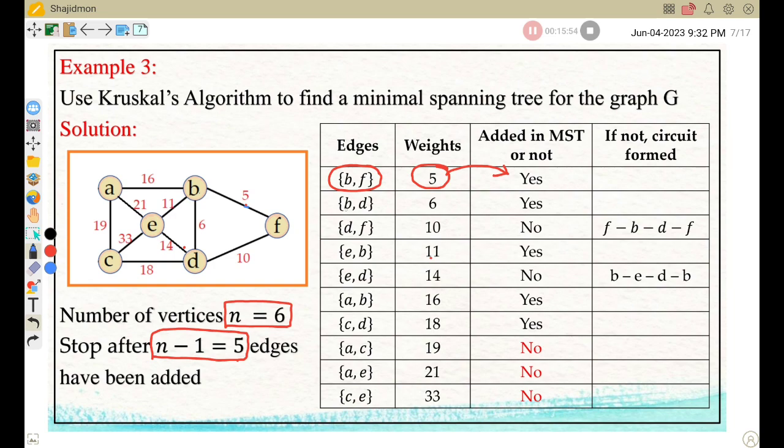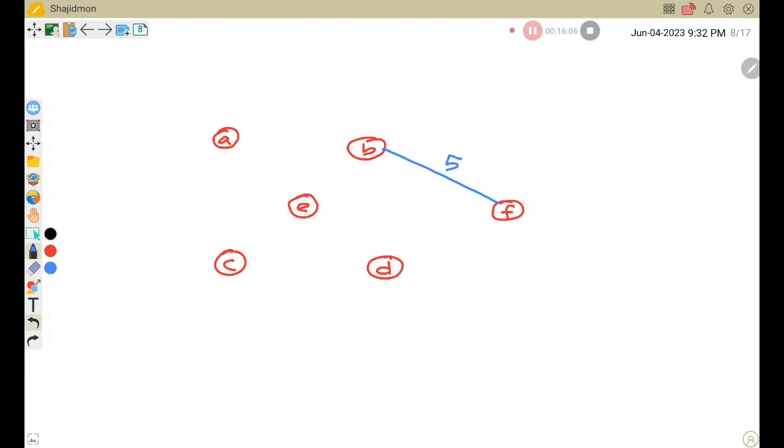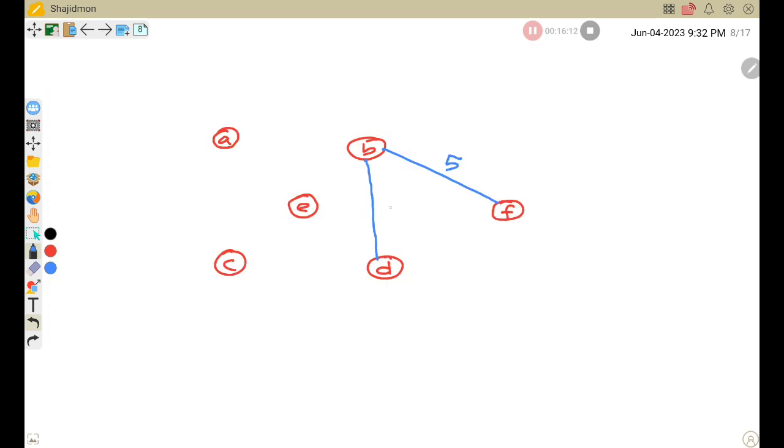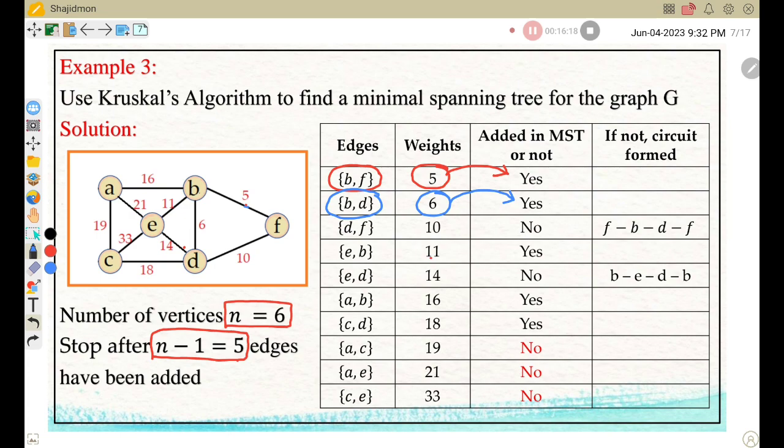So we will continue. See, BD, next number is 6. Next smallest weight we can add, 6. BD is the edge. Can we add it to the minimum spanning tree or not? Yes, BD. So I can see B and D. See, I am adding here. What is the weight of that? 6. So I can write here 6. Now add like this, it should not form any circuit. That is the only condition, simple circuit.